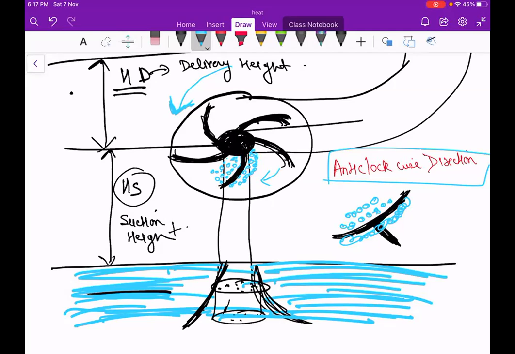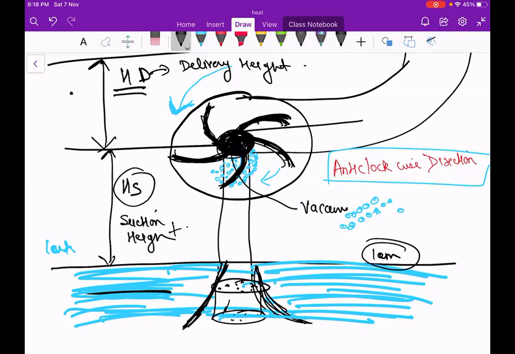That is 1 atm. Very good. Here at the bottom, the pressure of the water is 1 atm. And what is the pressure due to the rotation? What is the pressure at the center? It is vacuum.